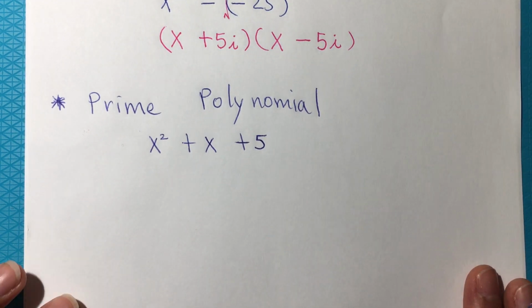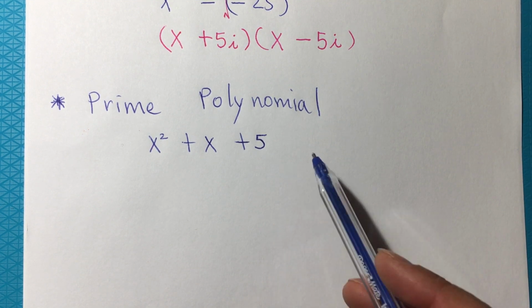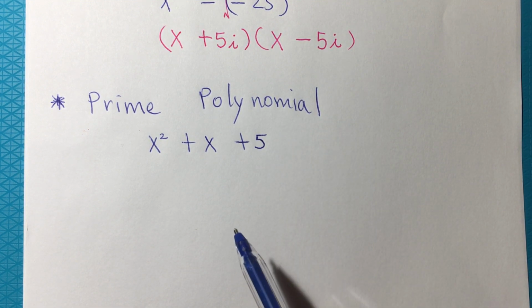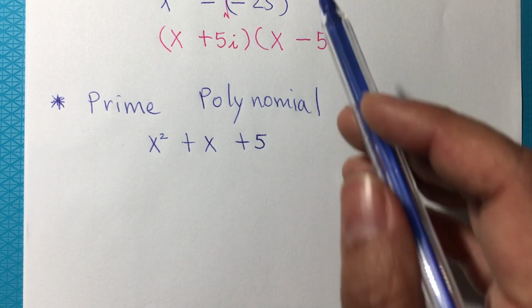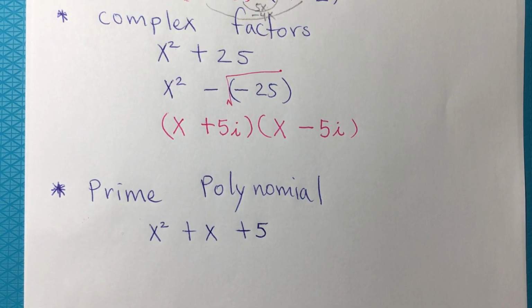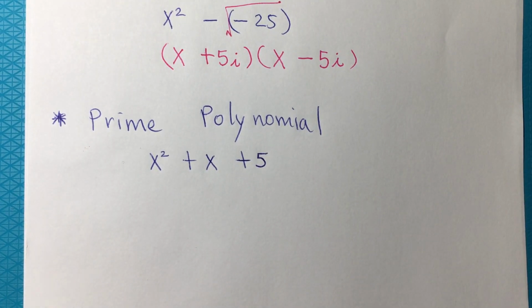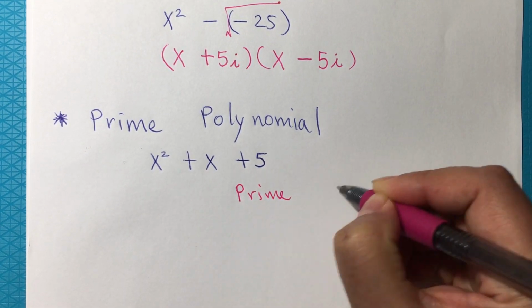And that's what it is. For prime polynomial, it just means you cannot factor it. And later on, that means that when you solve, when it equals 0, you'll find imaginary answers. That's what it means for prime polynomials. Or the same for complex factors. Okay? So in here, you are just going to write prime polynomial.